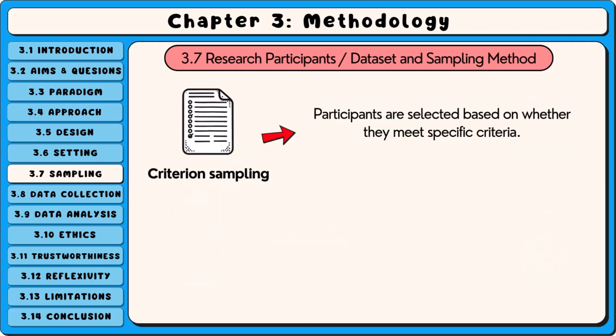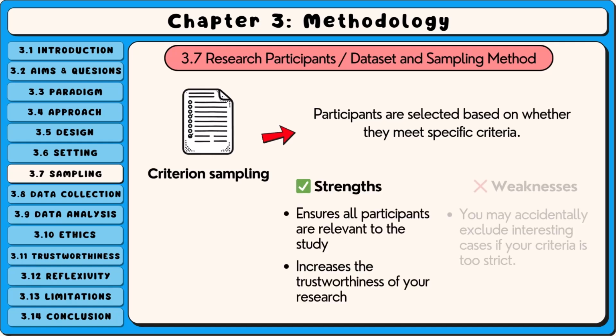Criterion sampling is a purposive sampling method where participants are selected based on whether or not they meet a specific inclusion and exclusion criteria. Strengths of criterion sampling include that it ensures all research participants are relevant to the study and helps to increase the trustworthiness of your research.